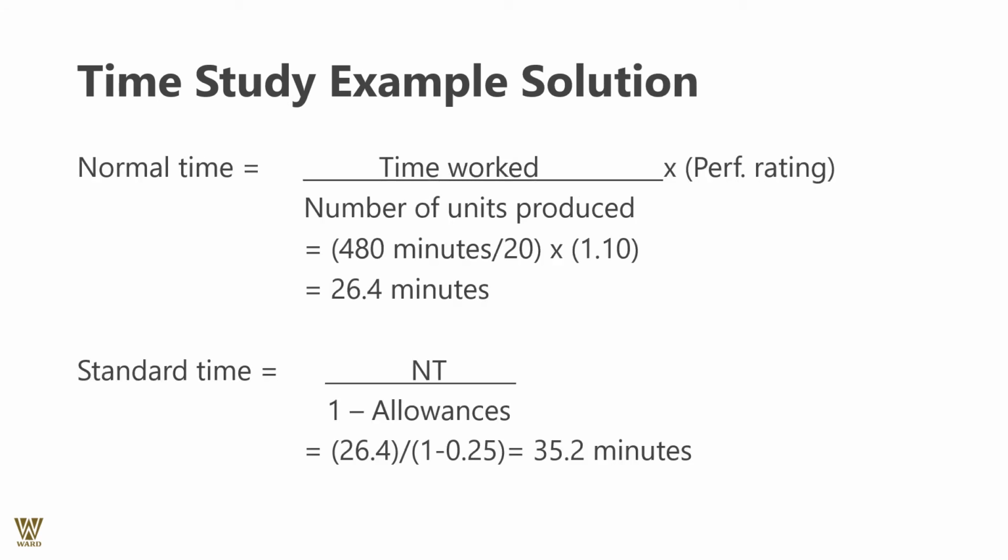So normal time is time worked, right? Time worked is what? 8 hours. 8 hours into 60 minutes is 480 minutes. Am I clear? So performance divided by the number of units to be produced, standard is 220.